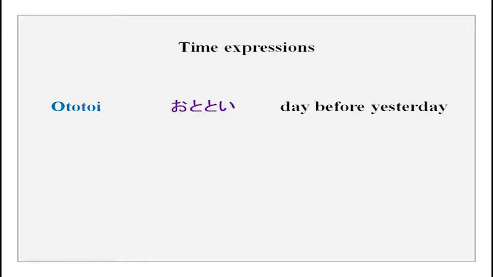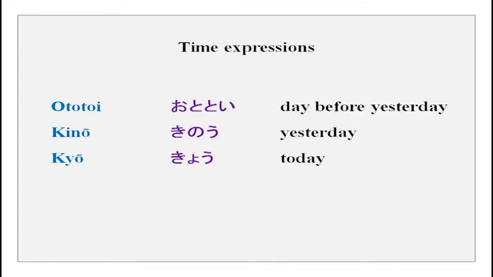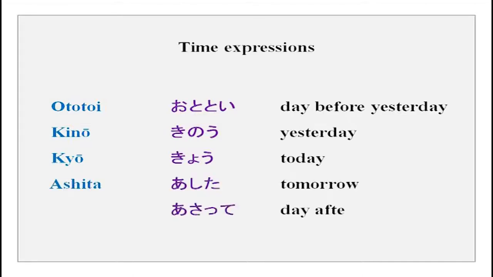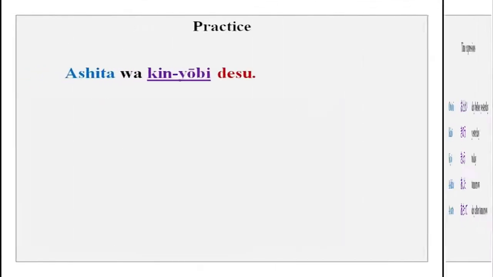Ototoi, kino, kyō, ashita, asatte. So these are some new time expressions, some new vocabulary for you to learn. So you can do this.